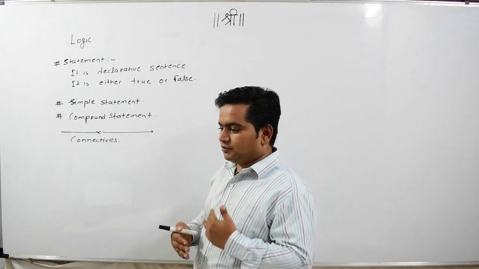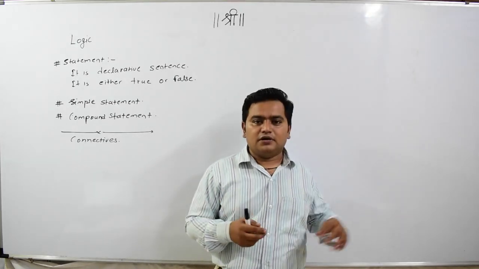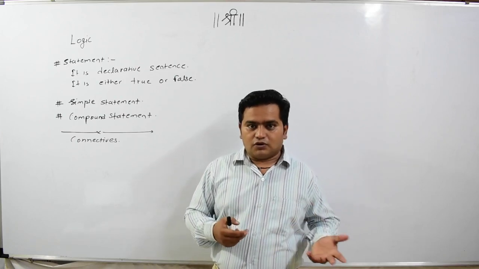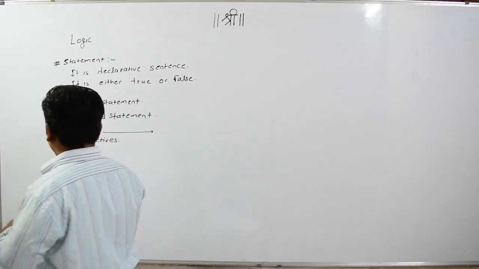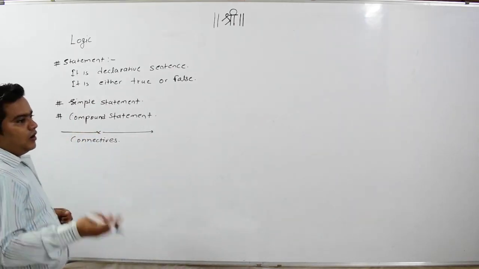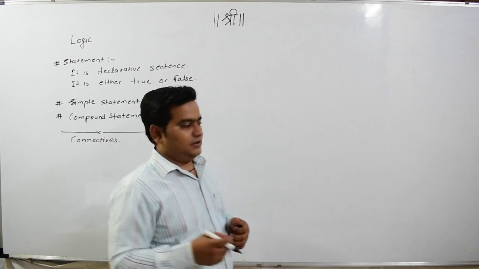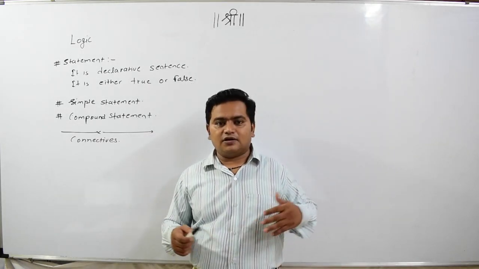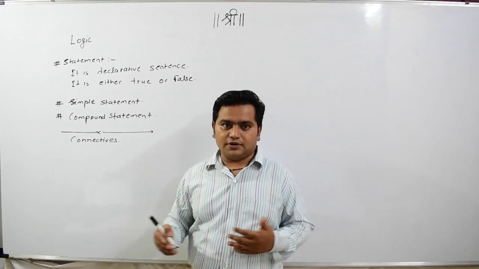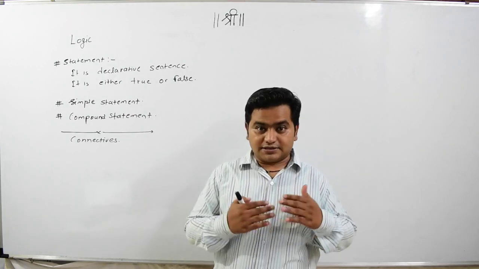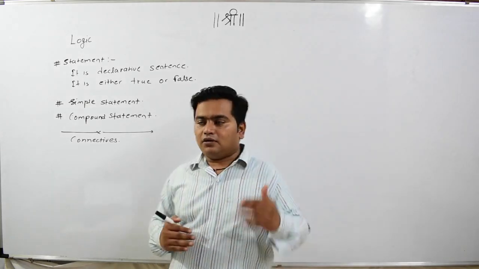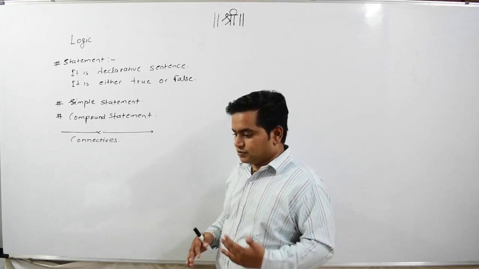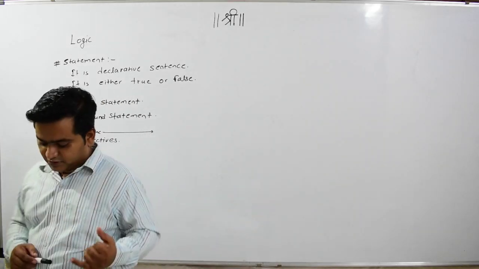So two statements, whenever we want to make one particular statement, at that time we require some connectives. So what are those connectives? In our grammar, we use and, or, then, if and only if, if then. This kind of connectives we commonly use in our day-to-day grammar, and that's how our language is developed. Within mathematics, we have these connectives with different names. So what is the first one?